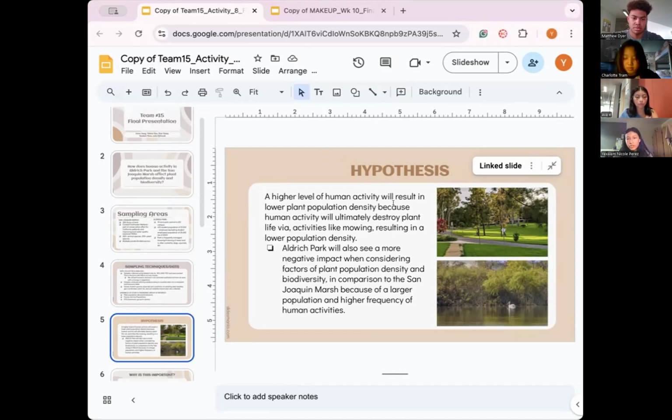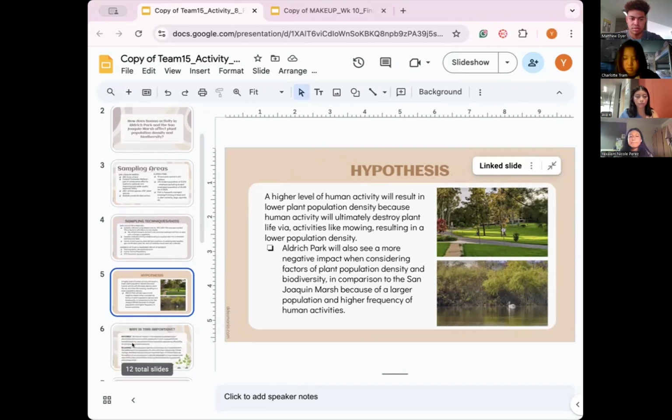So you see here, these are pictures of Aldrich Park, and at the bottom it is the San Joaquin Marsh, one of the ponds.